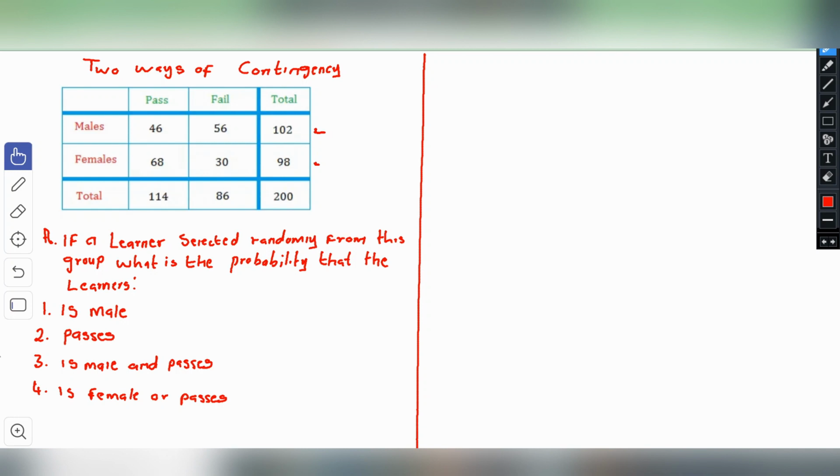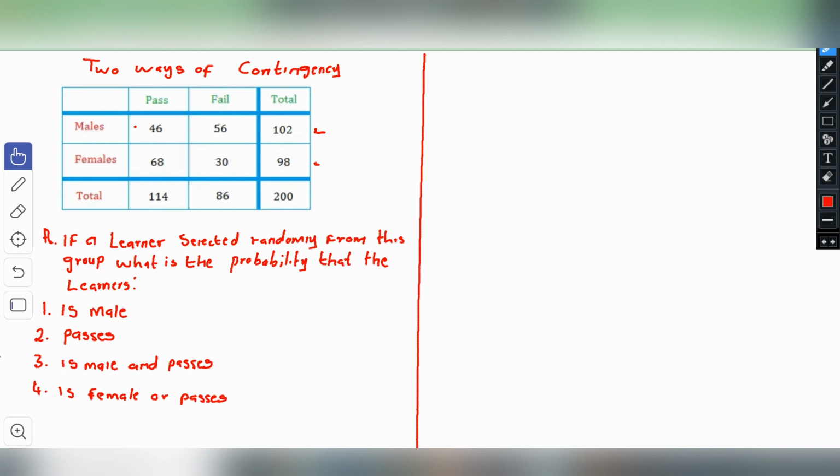So this 46 here is the number of males who passed. So the number of males who passed is 46, and who failed, they are 56, right? And if we check for females, the number of females who passed is 68, and who failed, they are 30, right?